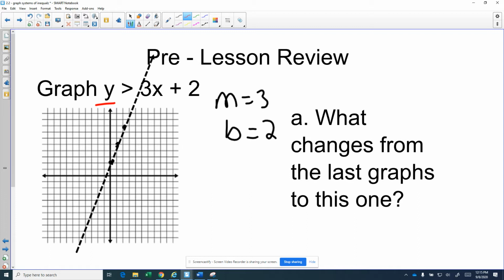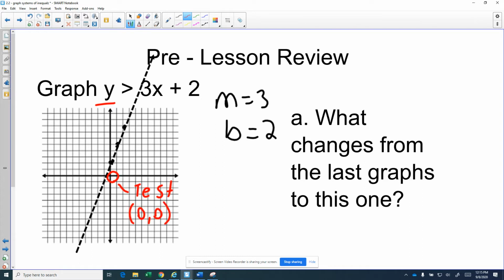If you notice, this graph is split into two parts. You have the side on the left and the side on the right. One of these sides is all your correct answers. On the other side, it's going to be all your incorrect answers. And so what we want to do mathematically is figure out which side that is. An easy way to do this is we're going to basically test a coordinate. So I'm going to test 0, 0.